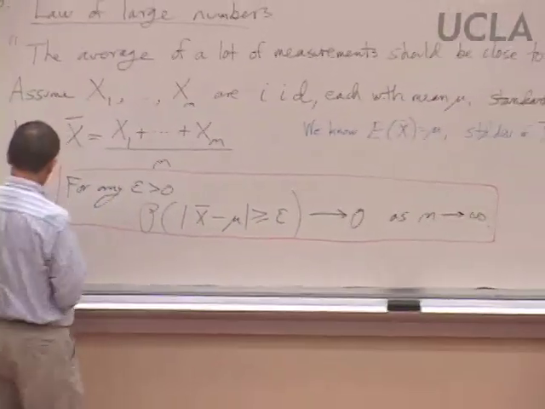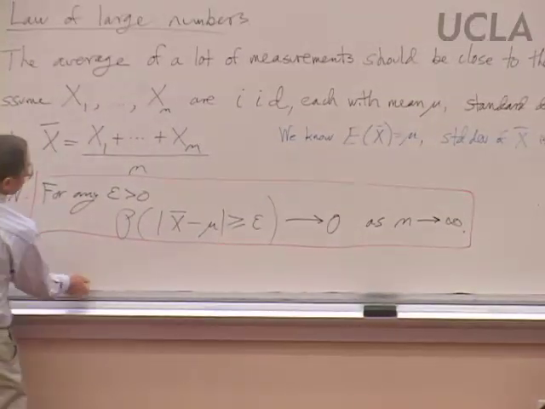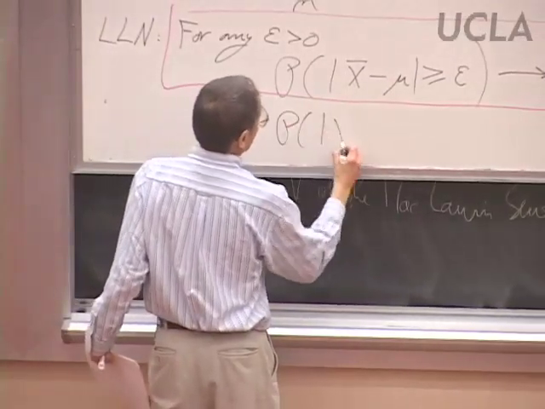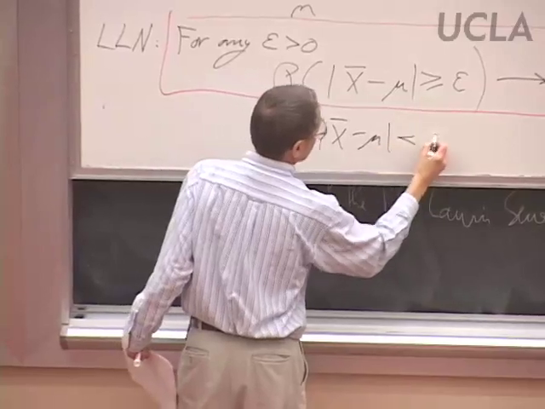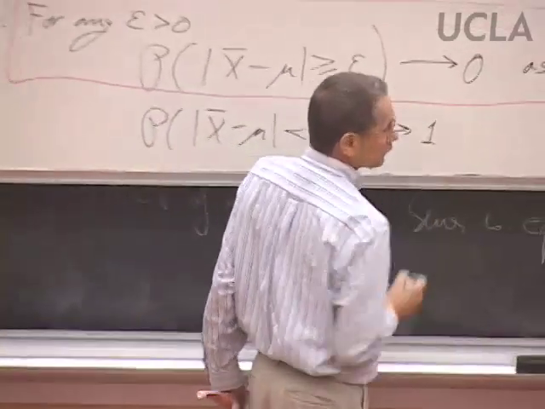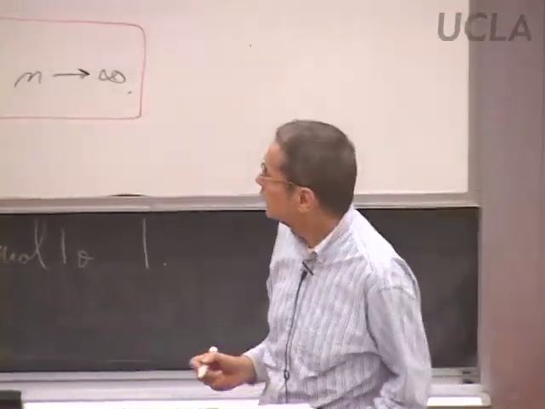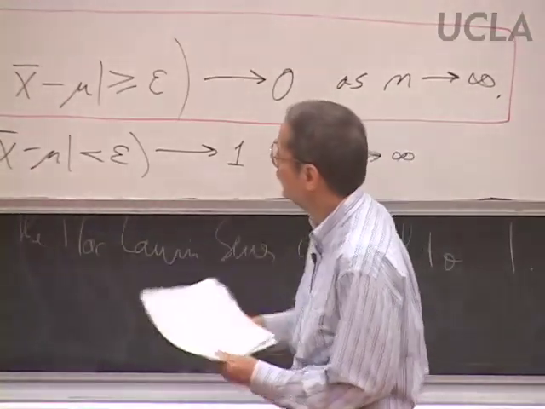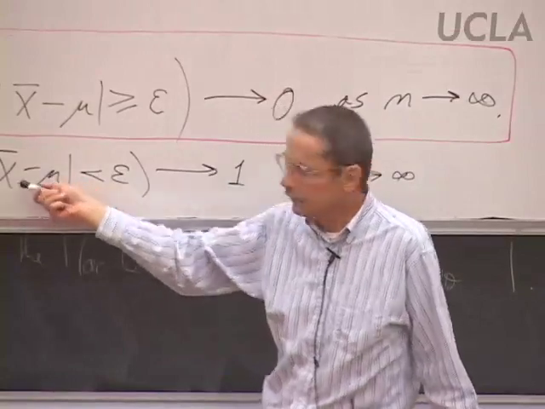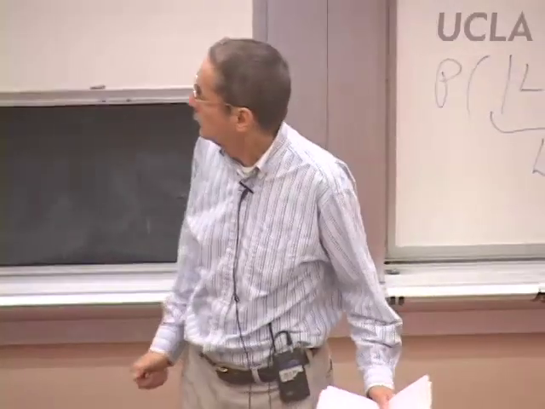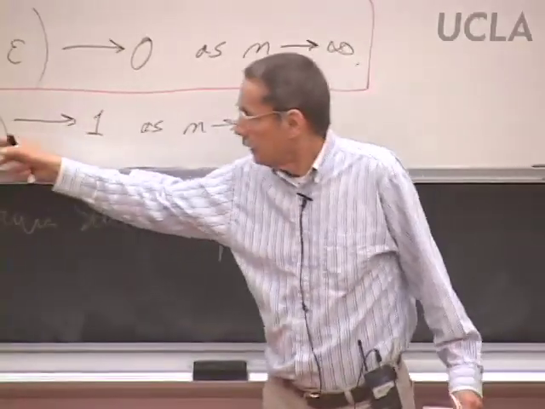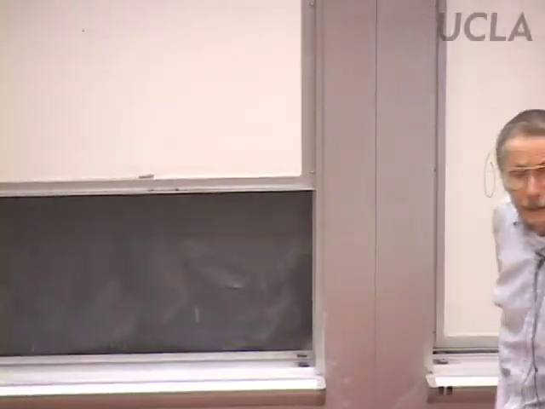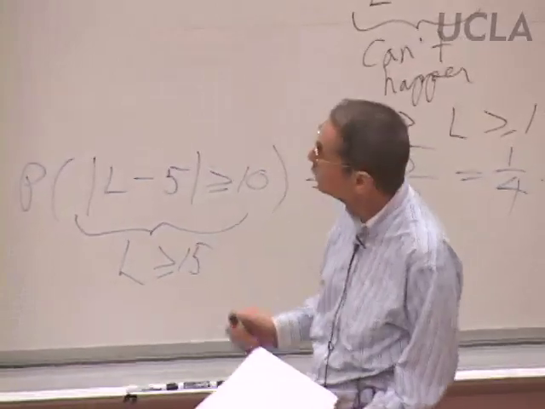Or if we want to look at the complement of the event, the probability that x bar minus mu is less than epsilon, that's going to converge to 1. It's not quite saying that x bar is converging to mu, but it's saying something very close to it. With probability very, very close to 1, x bar is going to be really close to mu.